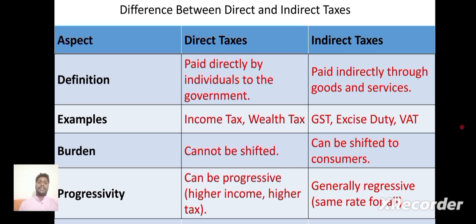Difference between direct and indirect taxes. Direct tax is paid directly by the individual to the government. Indirect tax is paid indirectly through goods and services. Examples of direct tax: income tax and wealth tax. Indirect tax like GST, excise duty and VAT. Direct tax burden cannot be shifted to the consumer. Indirect tax can be shifted to the consumer. Direct tax can be progressive: higher income, higher tax. Indirect tax is generally regressive, the same rate for all.